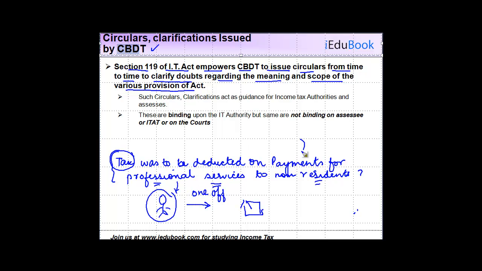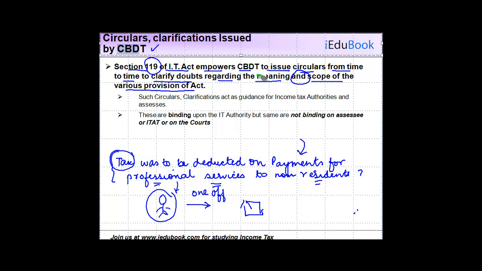There are several other items which might come up from time to time before the income tax authorities and before the assessee. So in order to clarify these matters, under Section 119 of the IT Act, CBDT, or the Central Board of Direct Taxes, is empowered to issue circulars from time to time to clarify doubts regarding the meaning and scope of various provisions of the Act.